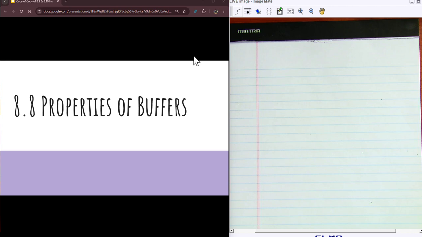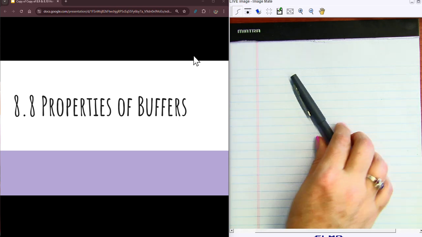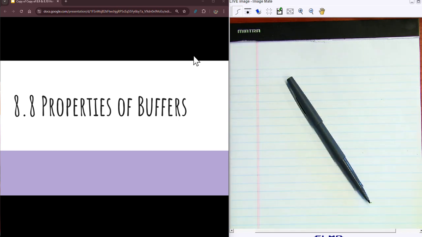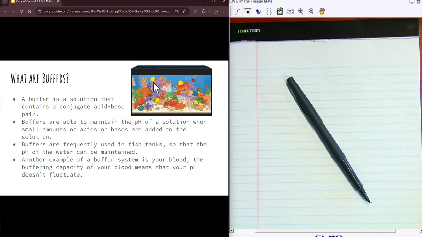Alright, so we're going to scoot through some of these really quick. I took the problems out of the PowerPoint because I just want to work some problems here on the paper. But they're going to be very repetitive. Make sure you understand what a buffer is.